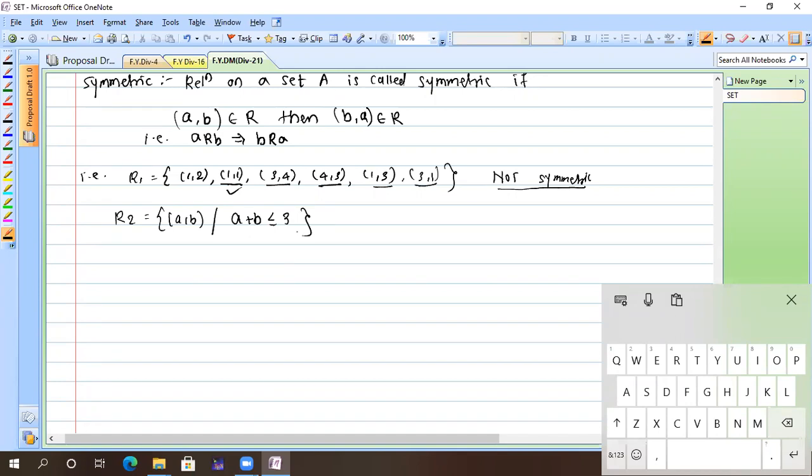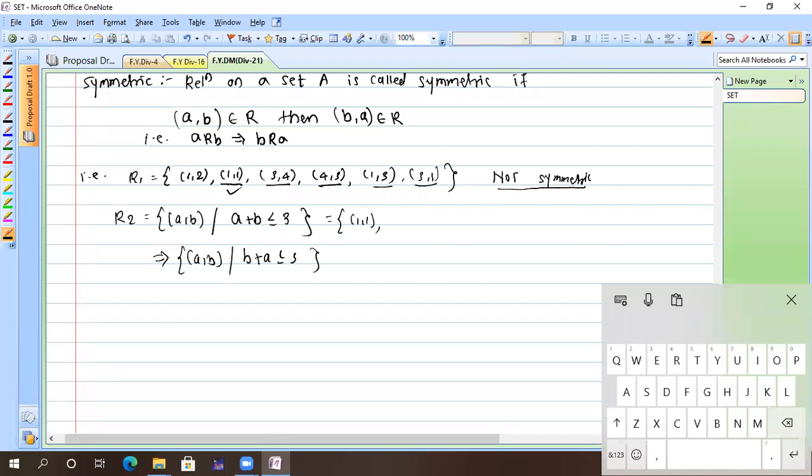Yes, sir, it is symmetric. Because if you add 1 plus 2 or 2 plus 1, it's always going to be the same sum. Yeah, simple one. If A plus B is less than or equal to 3, does it imply B plus A is less than or equal to 3? This also I can write down. Suppose I consider the set 1, 2, 3, 4, 5. So tell me which elements should be there.